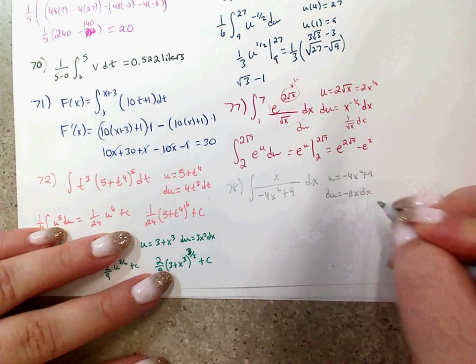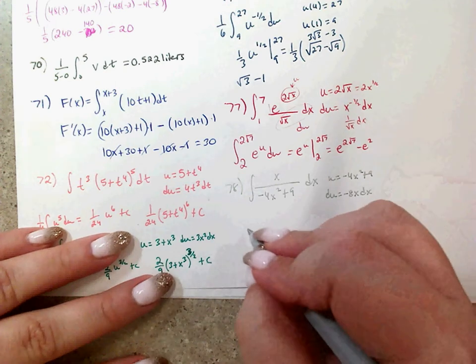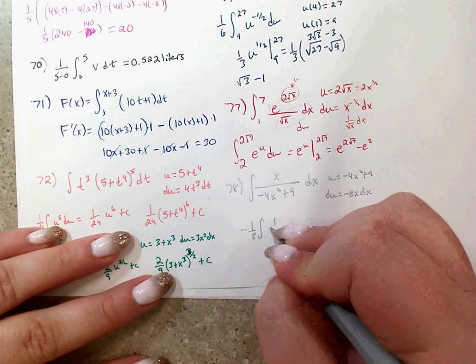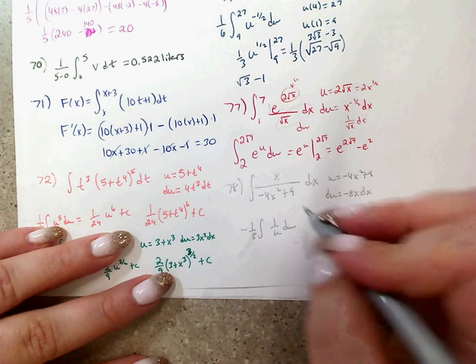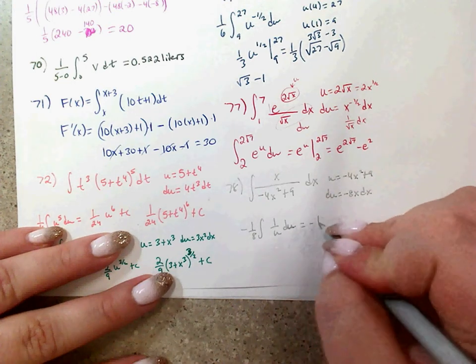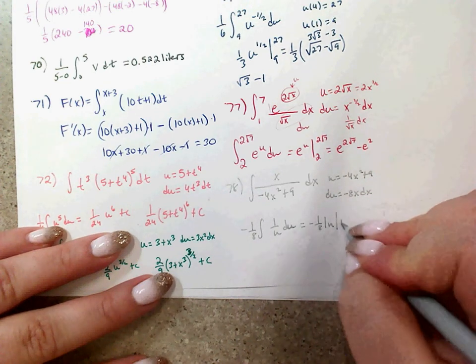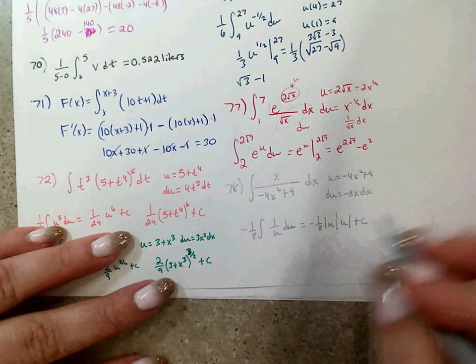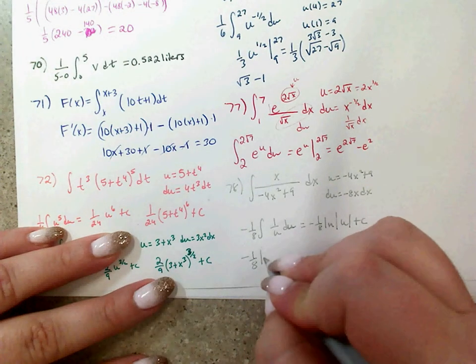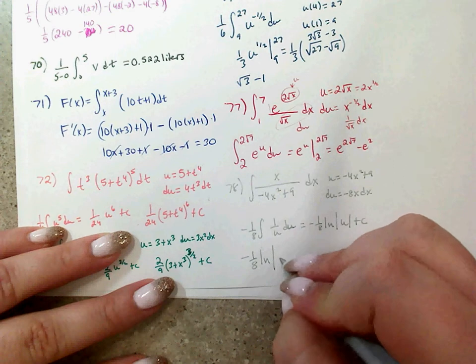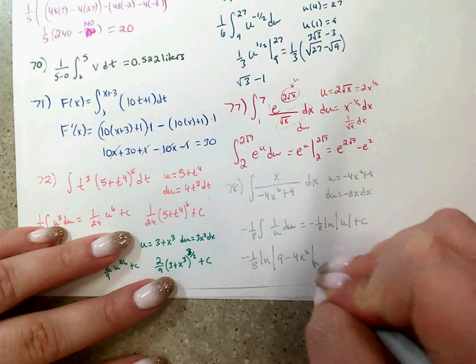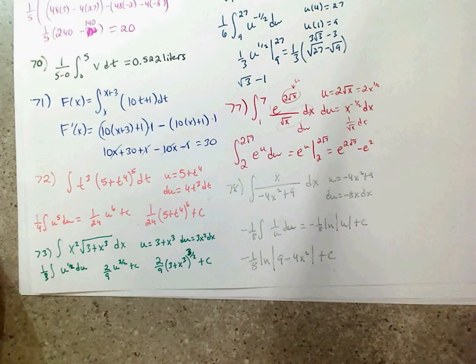We have an x dx, we don't have a negative 8, so negative 1/8, the integral of 1 over u du, which is negative 1/8 natural log of the absolute value of u plus c, and u is, I'm going to say 9 minus 4x squared plus c. And there we go.